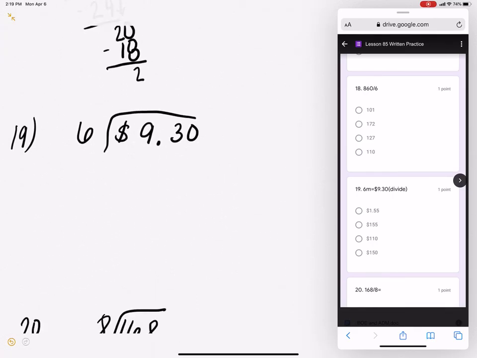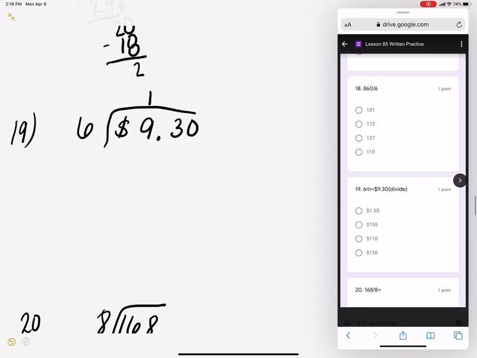$9.30 divided by 6 is going to be how you find and isolate the variable. 6 will go into 9 one time. 1 times 6 is 6. 9 minus 6 is 3. Bring down your 3, but also go ahead, put this decimal up here.